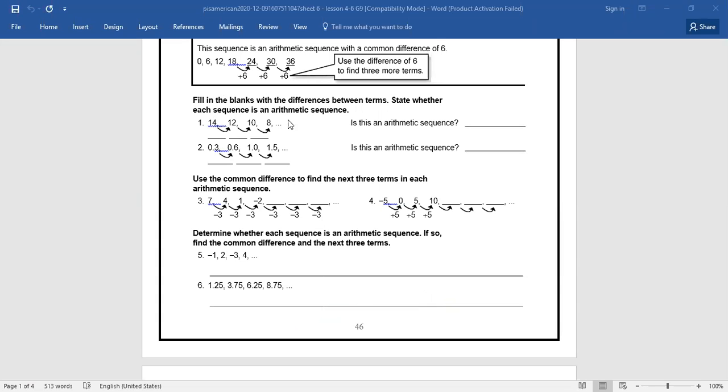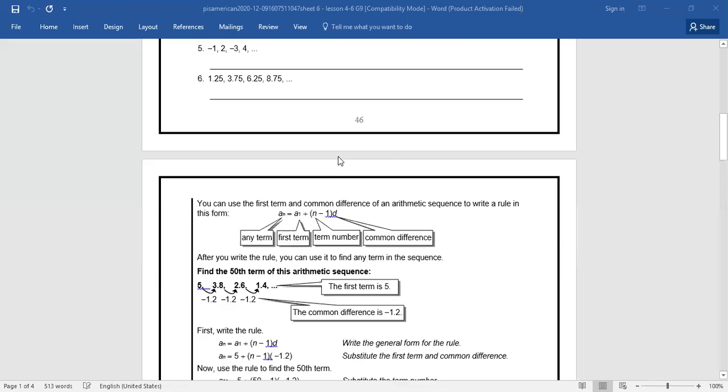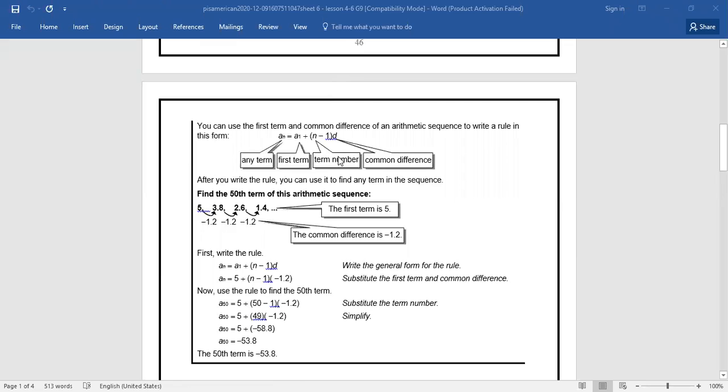So this was the first part in our lesson, how we can find the arithmetic sequence. The second part is that you can use the first term and the common difference of an arithmetic sequence to write a rule in this form. We have a standard rule, which is a_n equals a_1 plus n minus 1 times d. N denotes any term, so I can ask you to find the 50th term, the 100th, 80th, 99th, or 1000th term. A_1 is the first term, n is the term number, so for the 50th term, it will be a_50, and we substitute the value of n by 50. And d is the common difference.